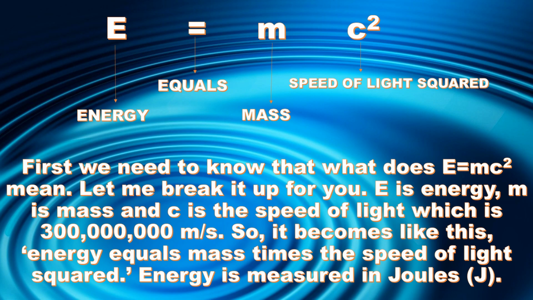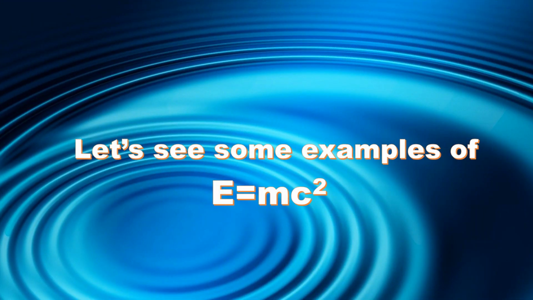E is energy, m is mass, c is the speed of light, which is 300 million meters per second. So it becomes like this: energy equals mass times the speed of light squared. Energy is measured in joules. Let's see some examples of E equals mc squared.